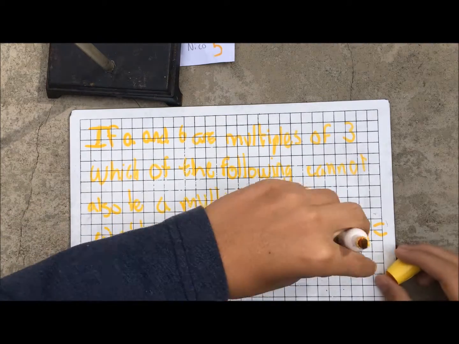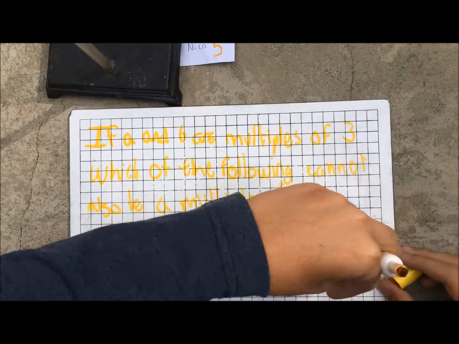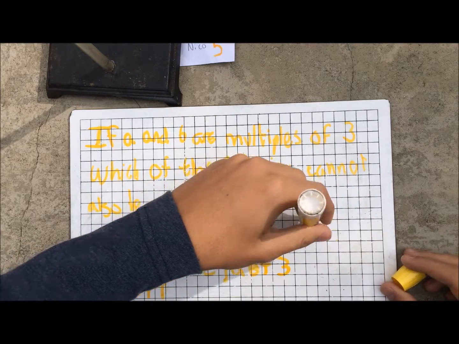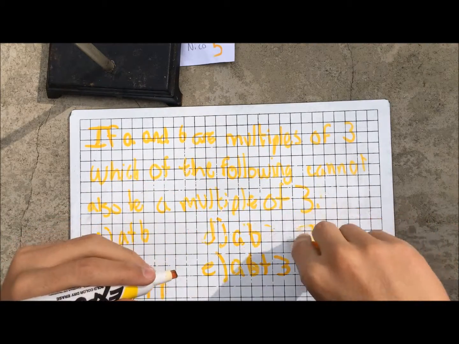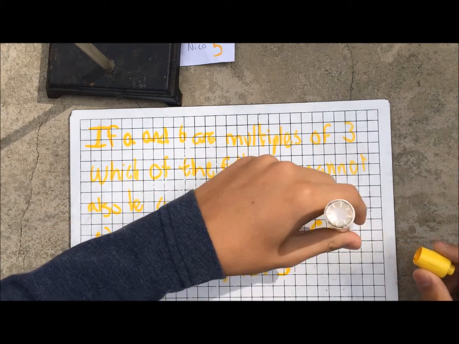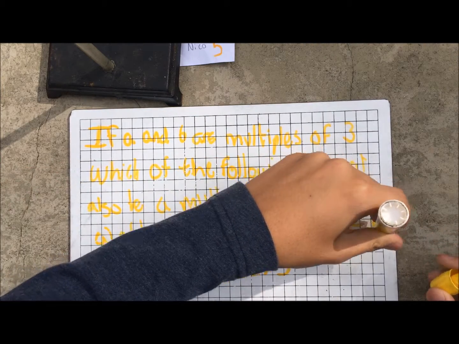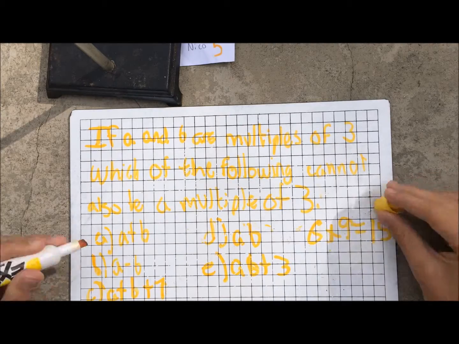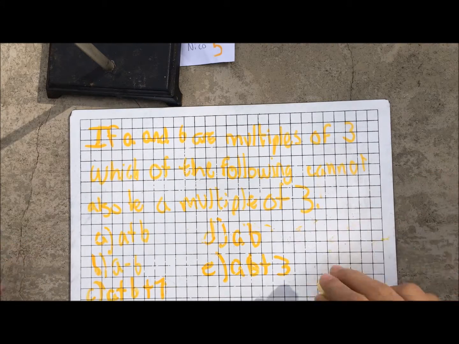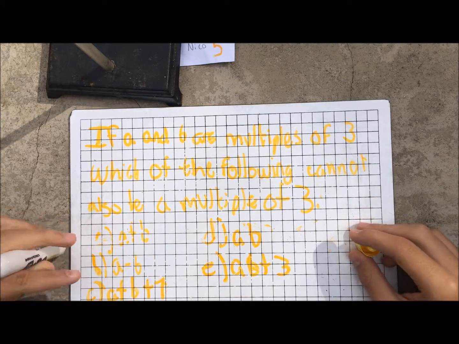Let's try plugging in numbers for A and B. Any multiples of 3 will work. So 6 plus 9 equals 15. That's still a multiple of 3, so A works. So let's erase A and B, because we know that these two work.